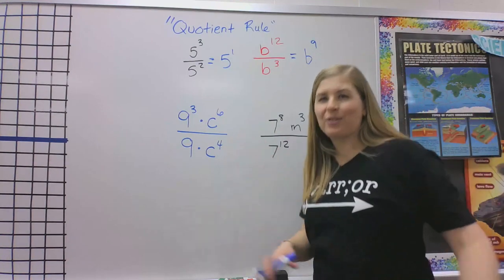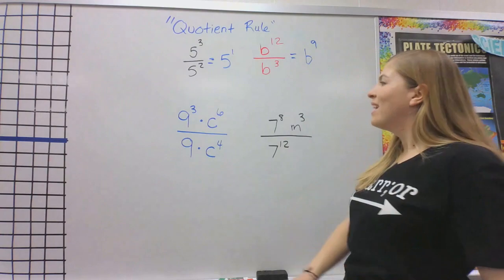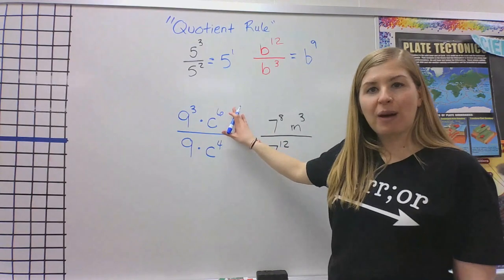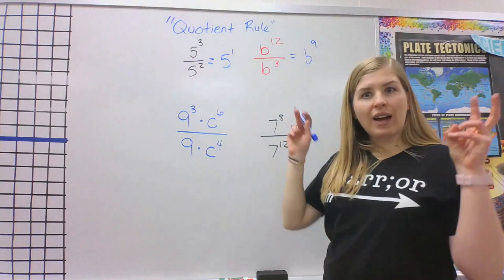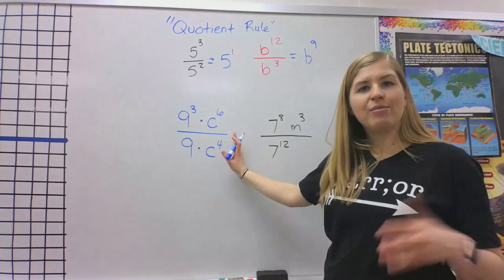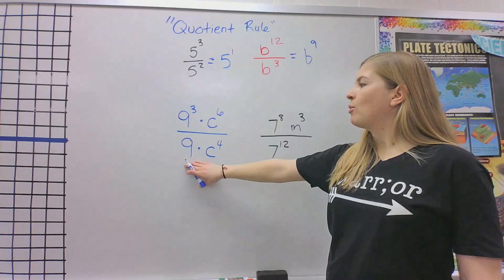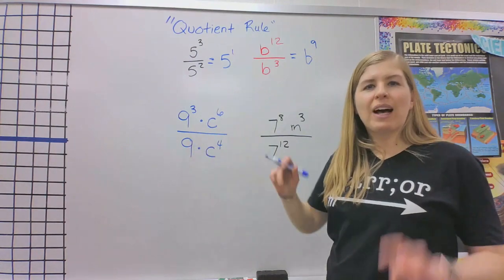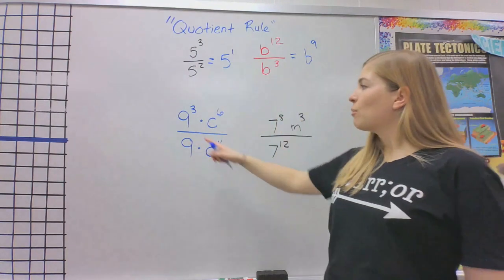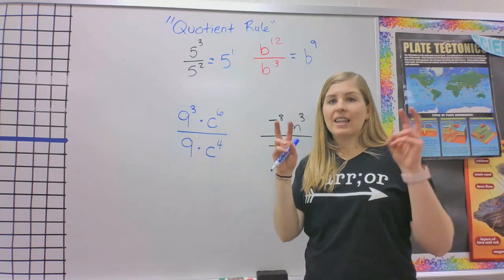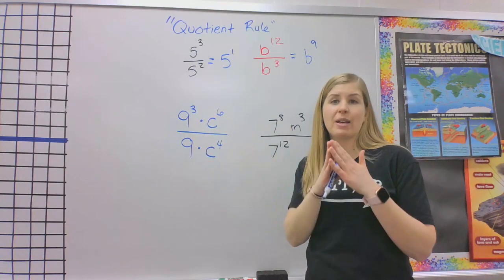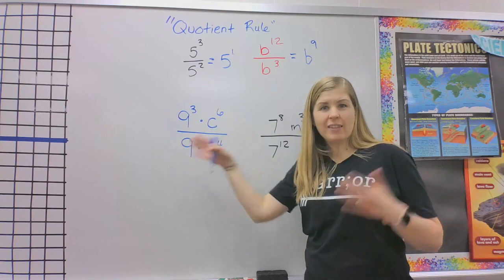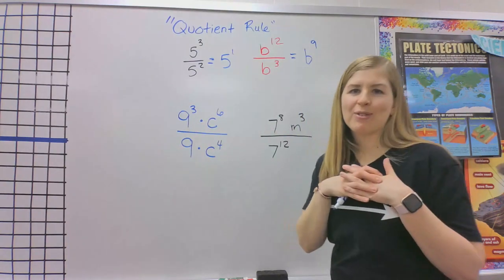Let's try this one. Let me know if I'm going too fast for you. You can go ahead and pause if I am. We have 9 to the third power times c to the 6th power divided by 9 times c to the 4th power. So remember, when there is no number, it's just implied that there's a 1 there. And remember, we can only combine like bases or like terms. So if it has a base of 9, those can be combined together. But c and 9, those are not the same base, so we can't combine those together.